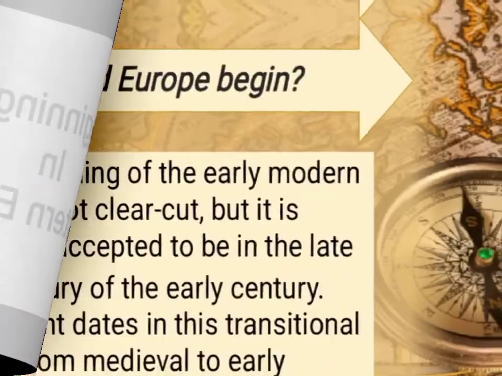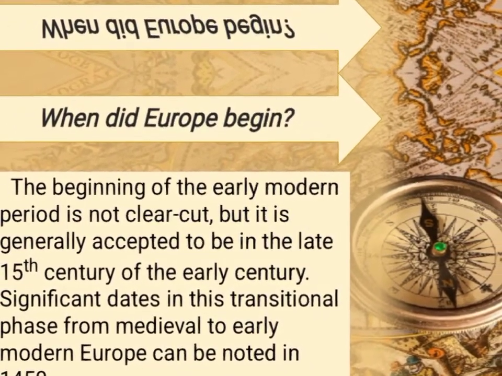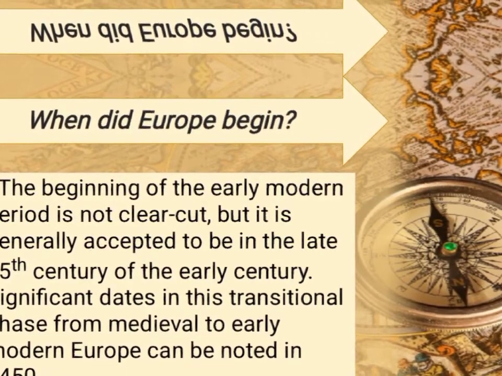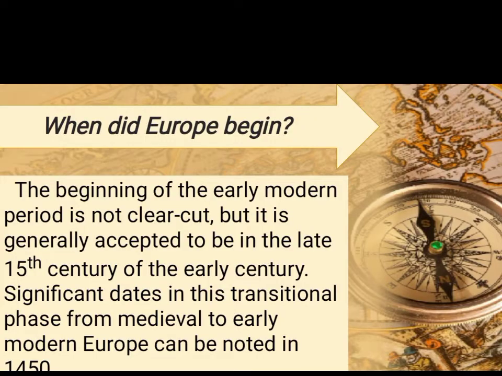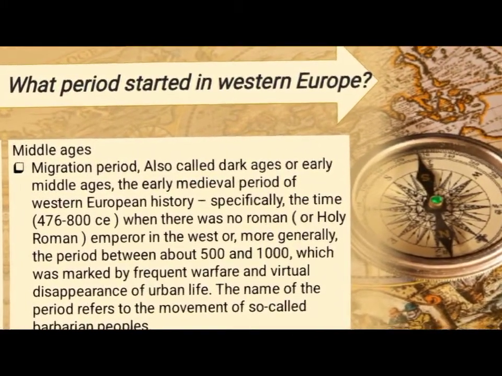So let's proceed to when did Europe begin? The beginning of the early modern period is not clear-cut, but it is generally accepted to be in the late 15th century. Significant dates in the transitional phase from medieval to early modern Europe can be noted in 1450. So the next is what period started in Western Europe?